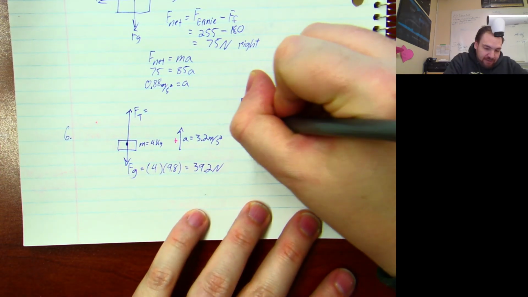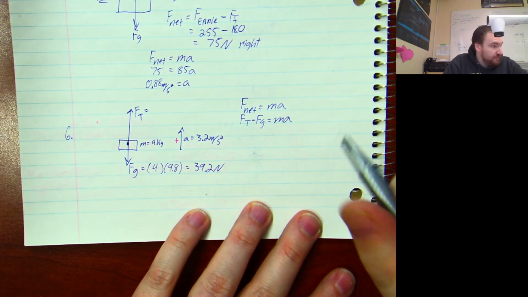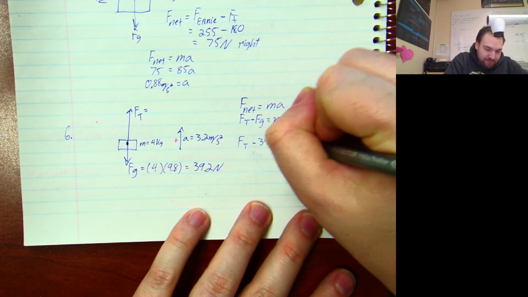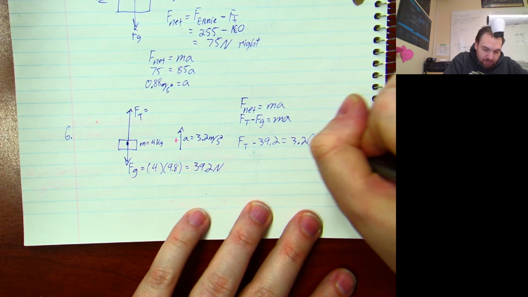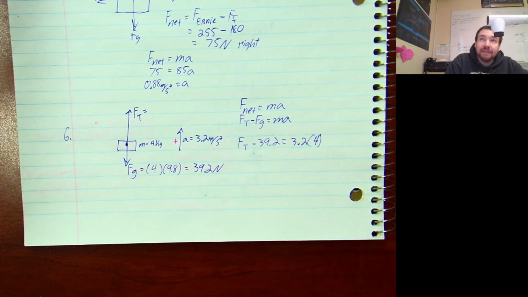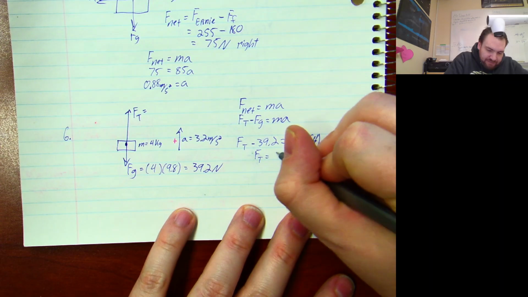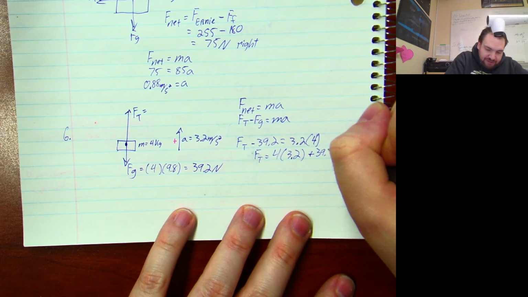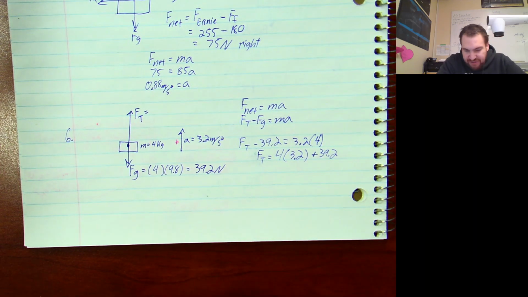It's going to be Ft minus Fg equals ma, and now I can start to fill in those values. Ft minus 39.2 equals 3.2 times 4. That's a, that's m. I had them backwards. So then Ft is going to be, I'll just write it in the proper order this time, 4 times 3.2 plus 39.2. So it's going to be 12.8 plus 39.2.